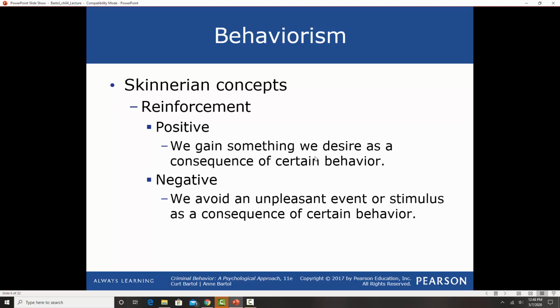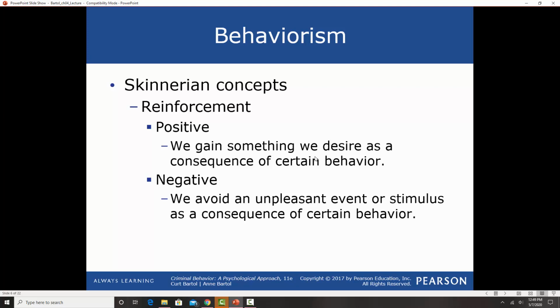Positive reinforcement is really the hallmark of changing behavior. Positive reinforcement is when we gain something we desire as a consequence of a behavior. And when we get something we want, it increases the likelihood that we're going to do that behavior again. So if, for example, we break into a house and we gain money or valuables, that is a reward for us, and it increases the likelihood that we are going to break into a house again. That's how you could apply that to criminal behavior.